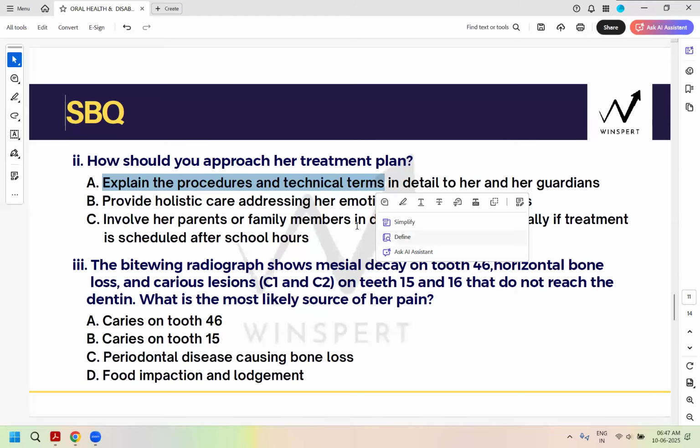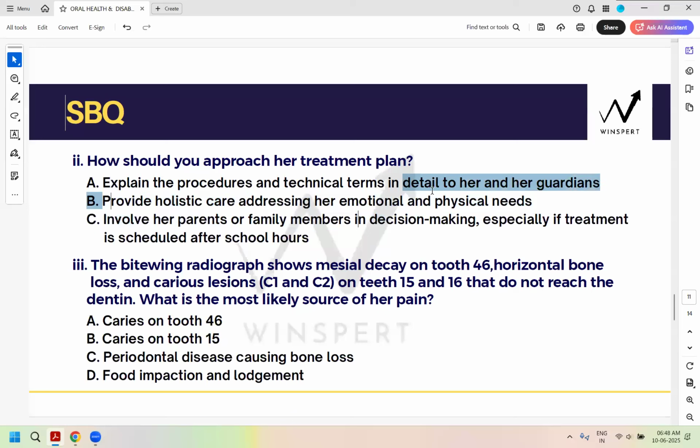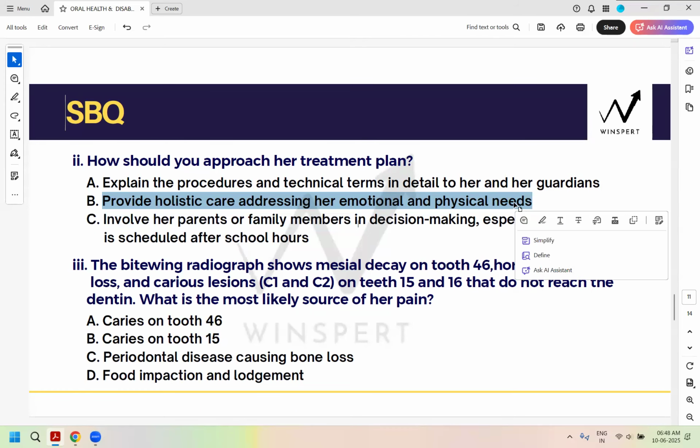So that's how the exam gets tricky. This is your level of trickiness in the exam. Straight in your face, right there. But you will get confused with language. Erica, the answer would be A. B is a very generic statement here. Holistic care, addressing her emotional and physical needs. Very generic.